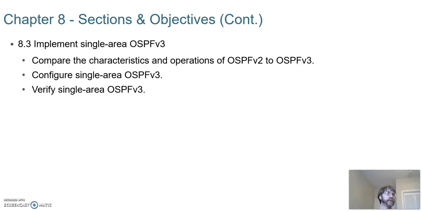The simplest way to remember, if you're having trouble remembering this, remember that OSPF v2 supports IPv4. OSPF v3 supports IPv6. You divide 6 by 2, you get 3. You divide 4 by 2, you get 2. So we're going to talk about configuring that and how it's different for IPv6. Then we're going to talk about verification.